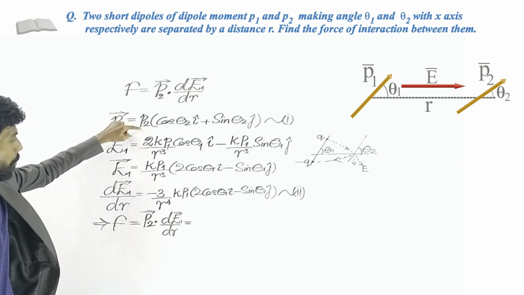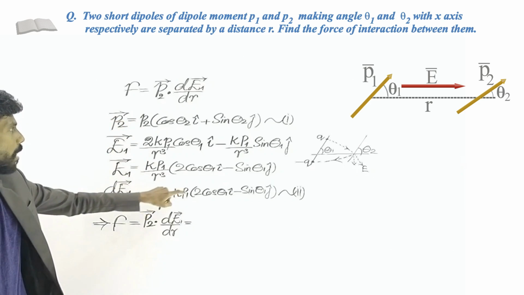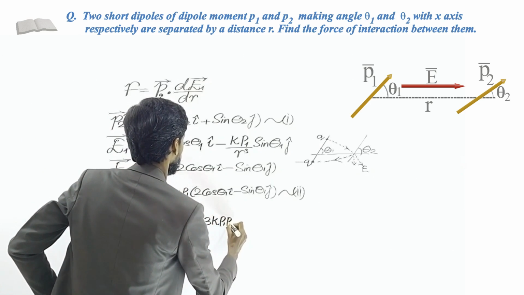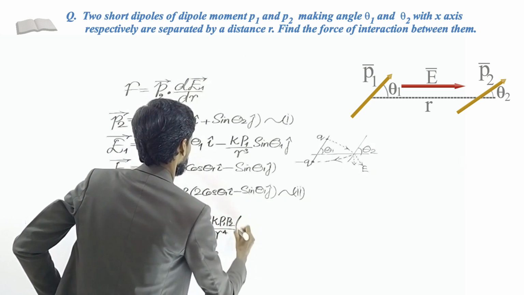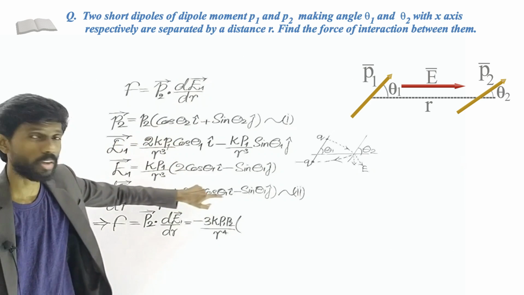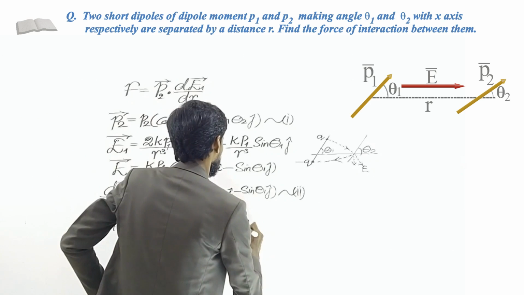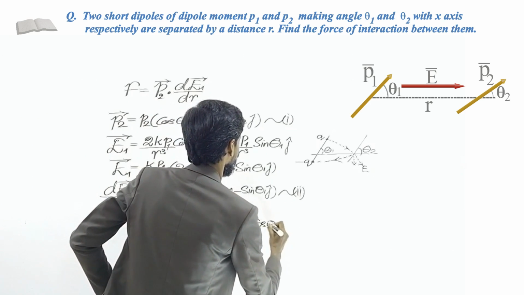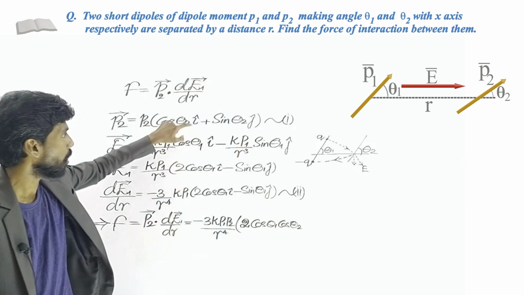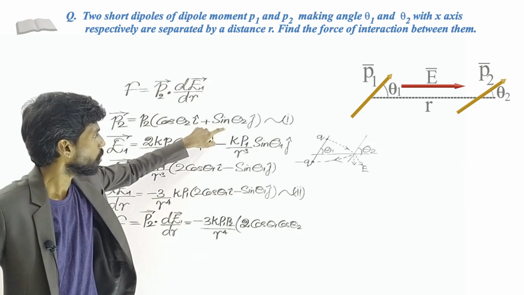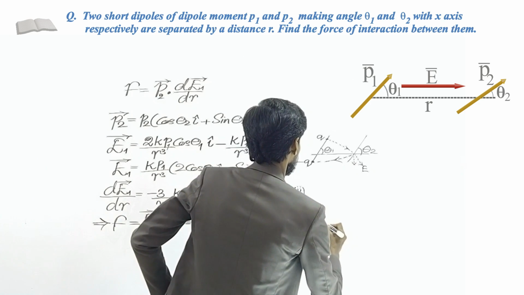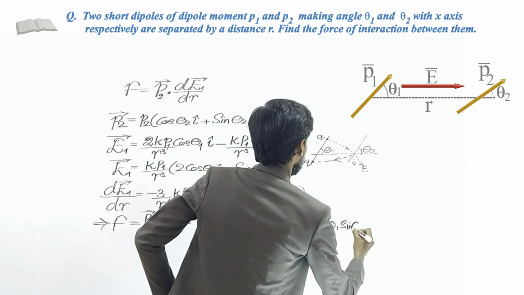So we found both. All these are scalars, right? So P2 times minus 3 k P1 divided by r to the power 4, multiplied by the dot product. I cap with i cap only: cos theta 2 multiplied by 2 cos theta 1, so that will be 2 cos theta 1 cos theta 2, since i dot i is 1. Similarly j: sin theta 2 multiplied by minus sin theta 1, so minus sin theta 1 sin theta 2.